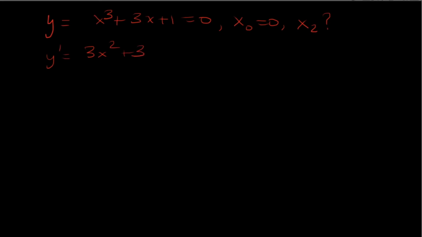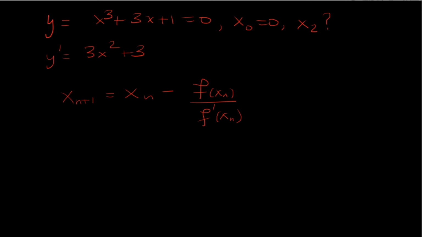Let's look at the second example. So this one, we're going to find the solution for y equals x cubed plus 3x plus 1 equals 0. We're going to start with x sub 0 is 0, and our goal is to find x sub 2. Okay, so first let's find the derivative. It's 3x squared plus 3. And now we want to use Newton's method. So x sub n plus 1 will be x sub n minus f of x sub n over f prime of x sub n.